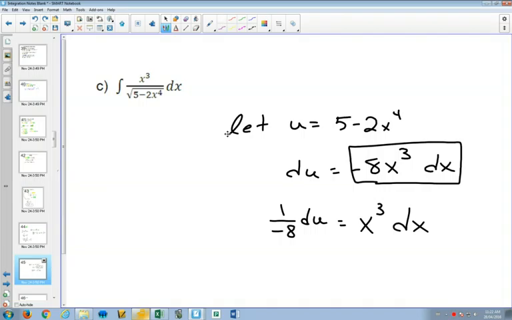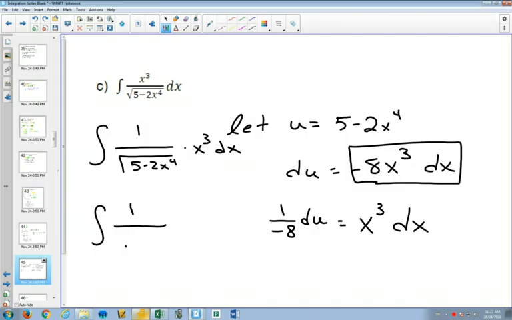Now I'm going to take an extra step here with the substitution just to keep things cleaner. You can probably do this in one step, but just to watch it, I'm going to change this to 1 over the square root of 5 minus 2x to the 4 multiplied by x cubed dx. Are you okay with that? Because that x cubed is in the top of our fraction, so I could just have it multiplied afterwards. So now, first substitution, I would have 1 over the square root of u, and then here I'd have negative 1/8 du.